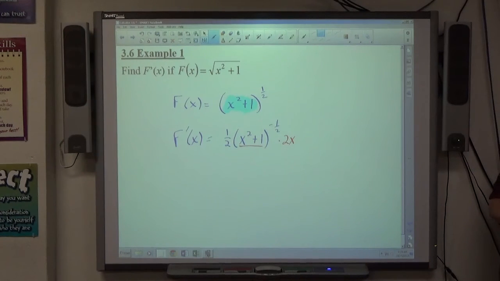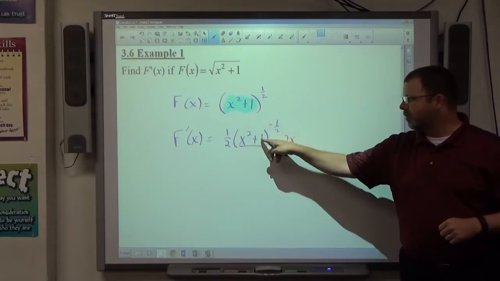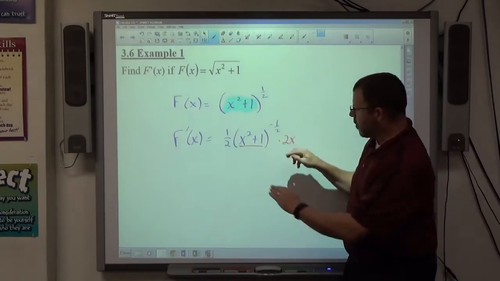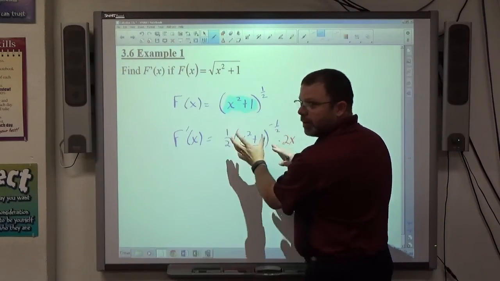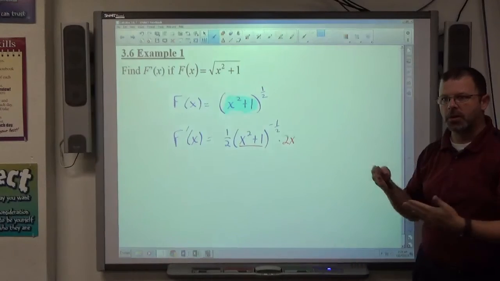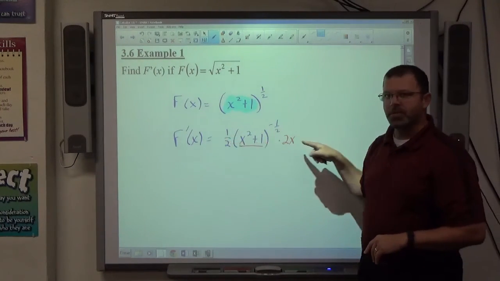X squared plus 1 is a simple structure, right? Letter x raised to a power plus a constant 1. Derivative of x squared is 2x, derivative of 1 is 0. This is basically what we've been doing here for the last week or so, right? These types of problems. So when you get to a problem like we've been doing for the last week or so, that's the last step. That's the end of the chain. And that's the derivative of this thing.